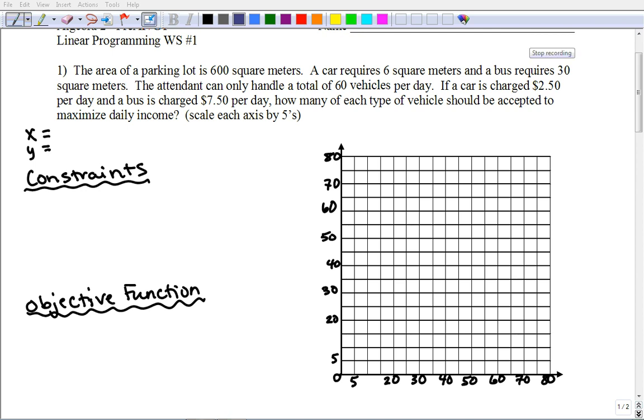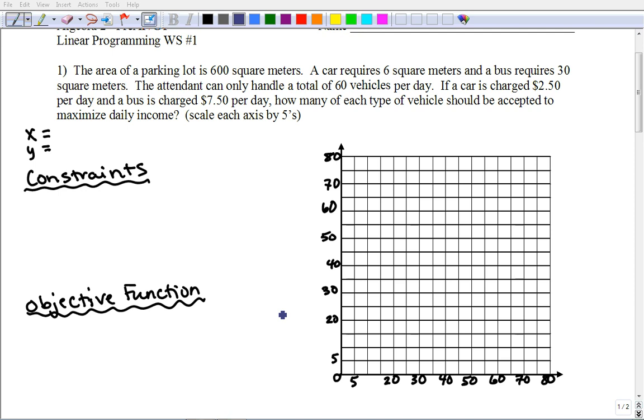Everyone, here is number 1, and we'll also do number 2 from the linear programming worksheet number 1. Okay, so we have the area of a parking lot is 600 square meters, a car requires 6 square meters, and a bus requires 30 square meters. The attendant can only handle a total of 60 vehicles per day.